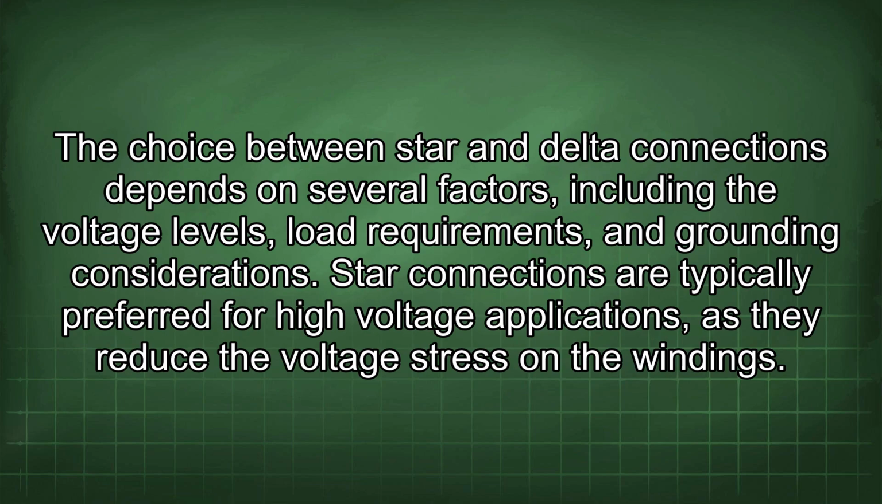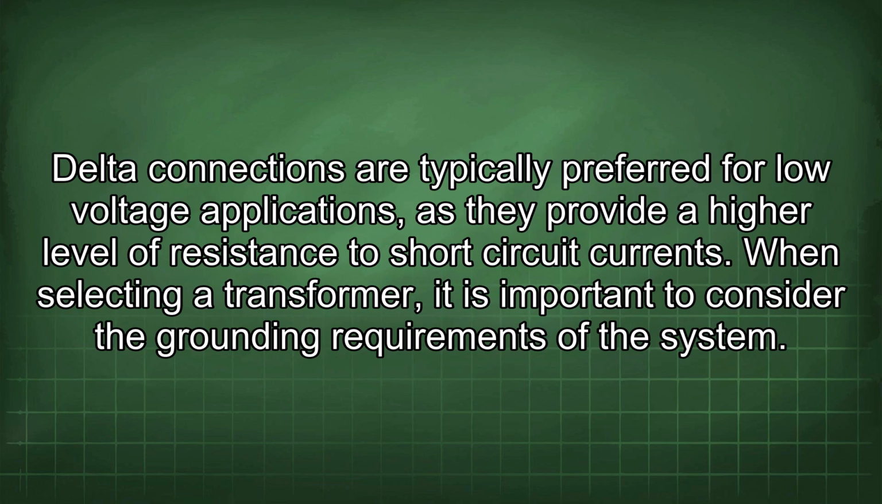The choice between star and delta connections depends on several factors, including the voltage levels, load requirements, and grounding considerations. Star connections are typically preferred for high-voltage applications, as they reduce the voltage stress on the winding. Delta connections are typically preferred for low-voltage applications, as they provide a higher level of resistance to short-circuit currents.